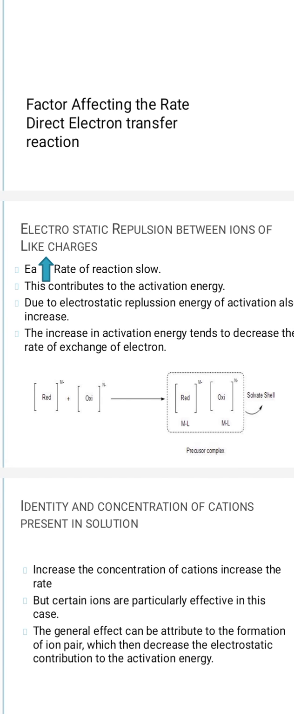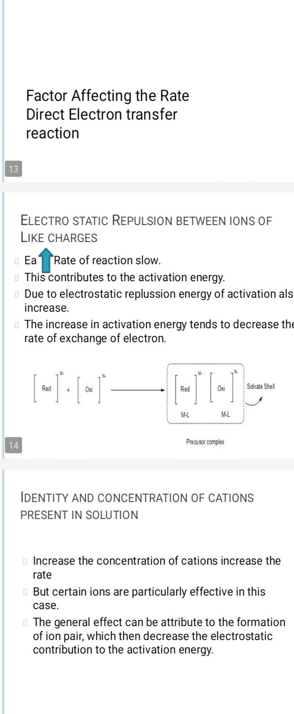In the previous factor, when I say activation energy increases, the rate of reaction is slow. Why is the rate of reaction slow? This question arises. When activation energy is increased, the rate of reaction is slow because the increase in activation energy tends to decrease the rate of exchange of electron.